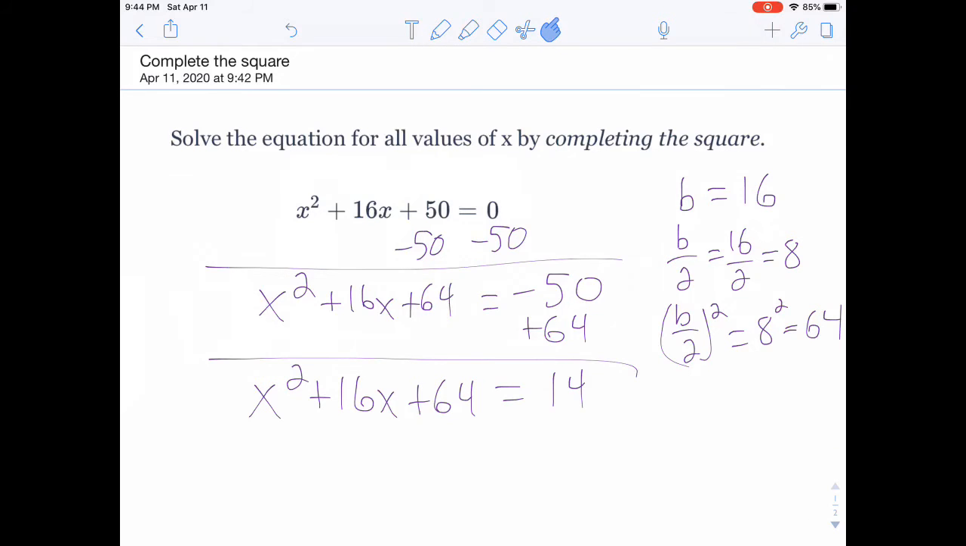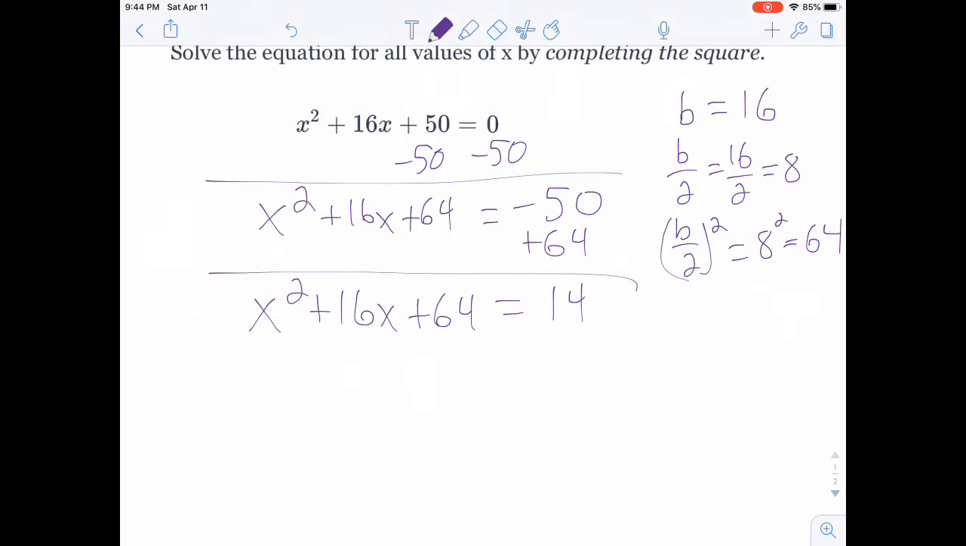Okay, just scroll down just a little bit. On the left-hand side, I'm going to factor. I'm going to look for what adds to 16 and what multiplies to 64. We talked about it has to be the same factor here because it has to be a perfect square. It has to be raised to the second power. So the only numbers that multiply to 64 and add to 16 are 8 and 8. Previously, I could have written this as two sets of parentheses, but since it's the same number, I'm going to write x plus 8 squared equals 14.